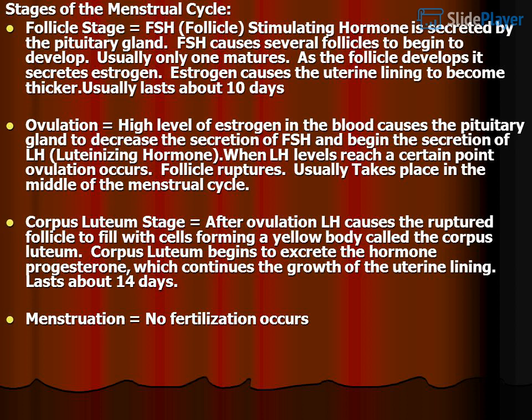Corpus luteum stage equals after ovulation. LH causes the ruptured follicle to fill with cells, forming a yellow body called the corpus luteum. The corpus luteum begins to secrete the hormone progesterone, which continues the growth of the uterine lining. This lasts about 14 days.